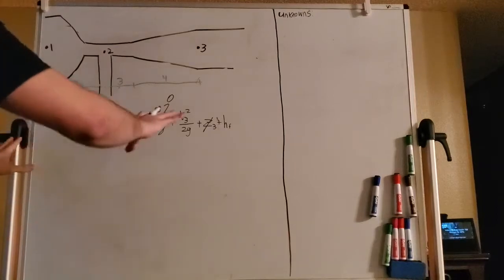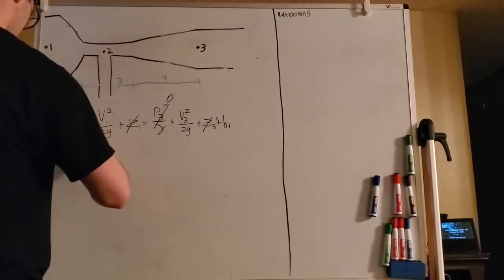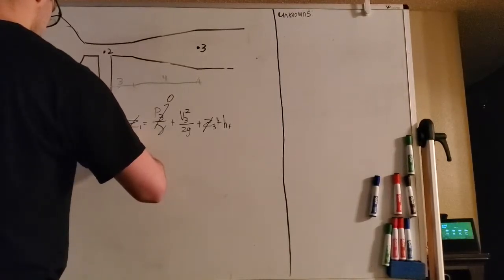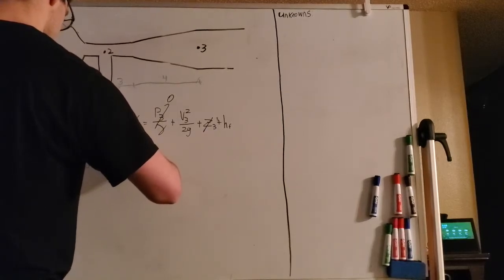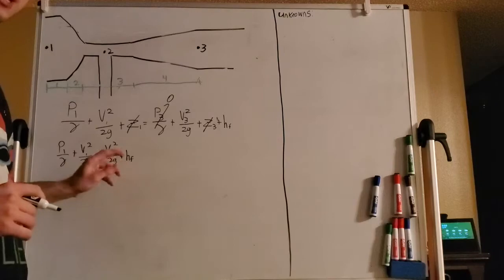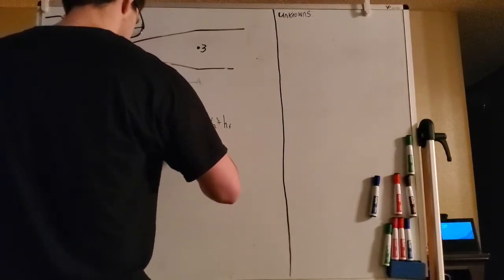If we do a little bit of rearranging and rewrite the equation, we're going to get P1 over gamma plus V1 squared over 2g equals V3 squared over 2g plus our head loss. Now at this point, we need to figure out what our head loss is actually going to be. Like I said, we're going to be using the Darcy-Weisbach equation to solve for it.